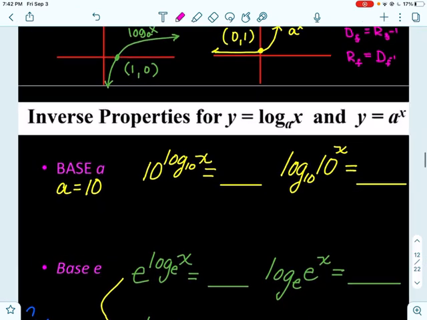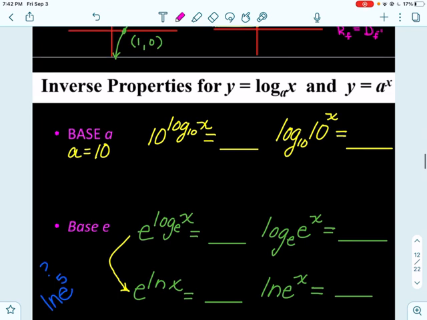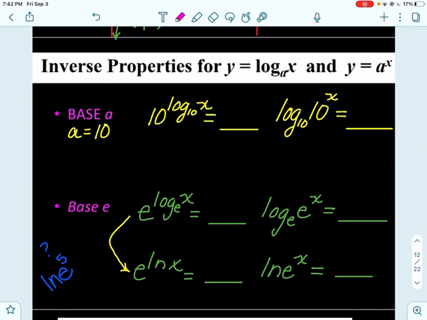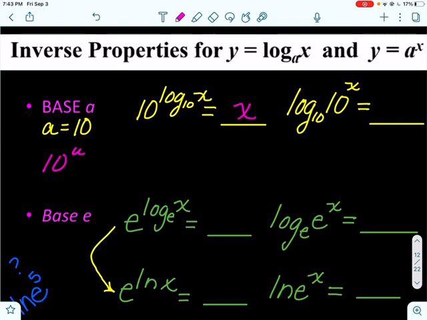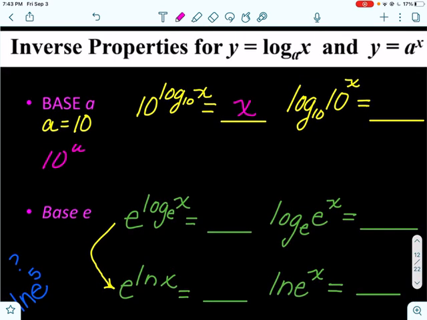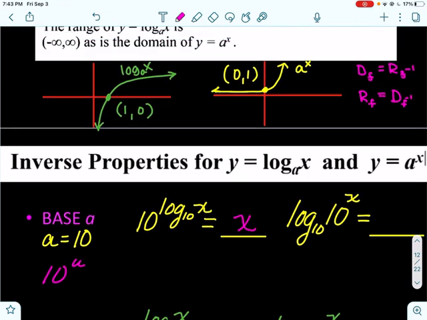So inverse properties for log and a to the x. If you look at this, what we're doing is putting them in a composition of functions. 10 to the log of x, so it would be looking at 10 to the u form, right? So we're just saying u is equal to the log base 10 of x. Well, that's going to turn out to be just x, because you're putting the two functions together, 10 to the x and log base 10 of x. Given that they are inverses of one another, they will produce x as a result of their compositions. And where you have log base 10 of 10 to the x, that's also going to be x.